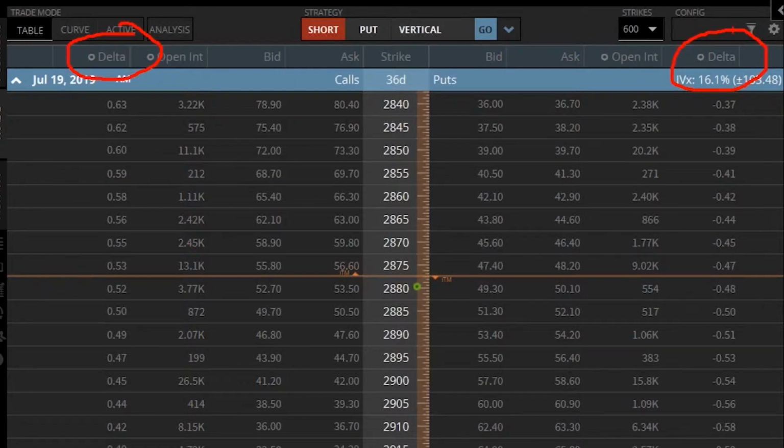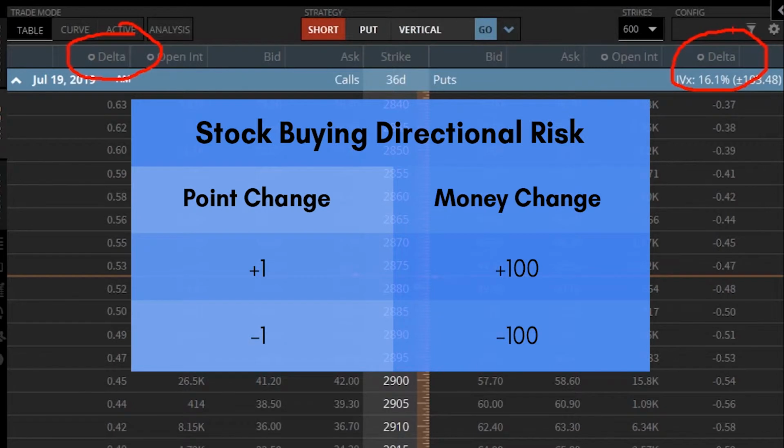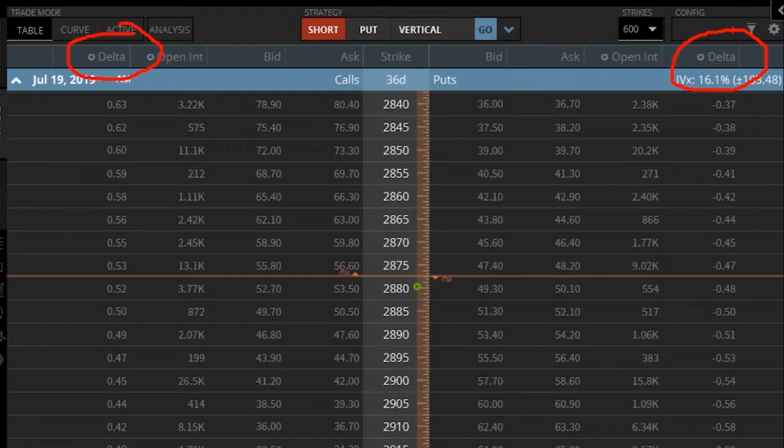But if you're long, that means you want the market to go up. So your directional risk is to the downside. If it goes down 1 point, you lose $100 because you own 100 shares, and every point that it goes up, you make 100, and every point it goes down, you lose 100. So that's what it means by directional risk. And it also, as I mentioned, means your probability of success.